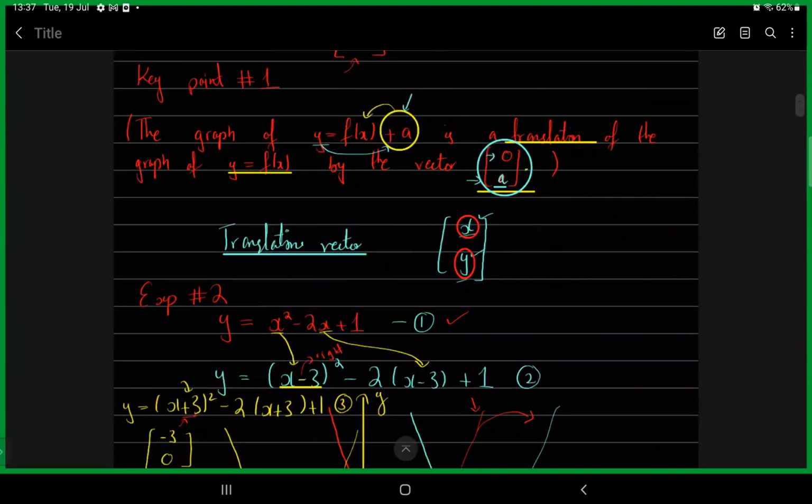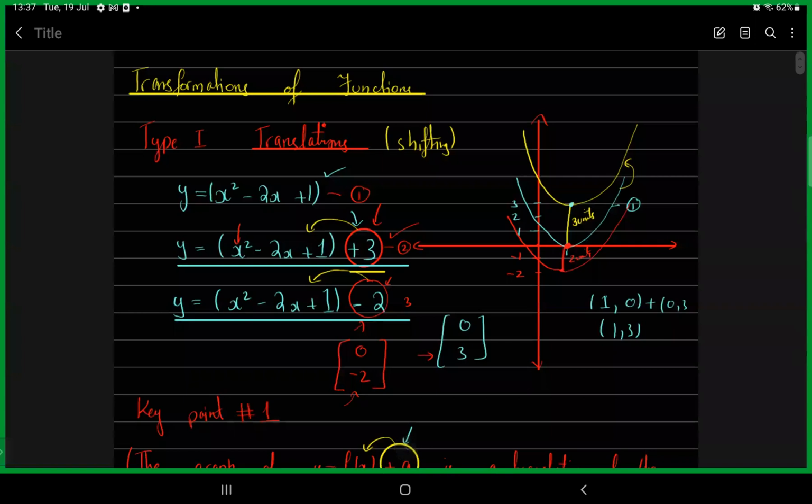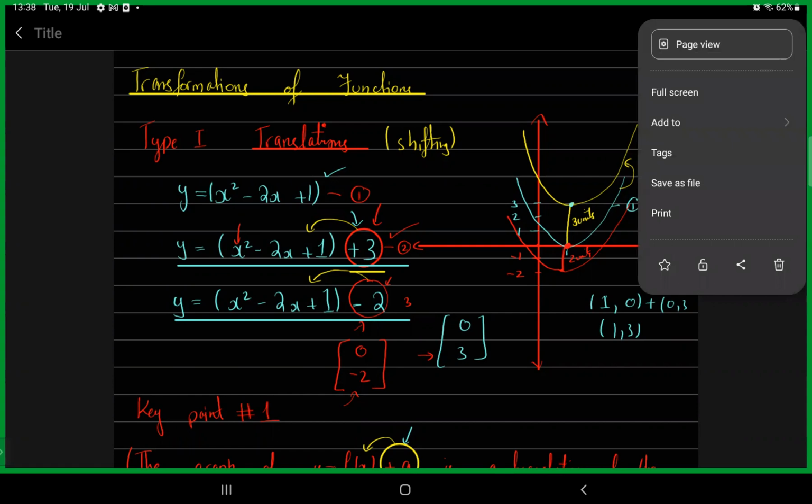Reflection. So by now you guys know whenever we are adding something to the function or whenever we are adding something to x, our graph is just shifting. Either it's moving up or down or left to right or both. That can also happen. We'll talk about past paper questions, then you guys would get a better understanding of everything.